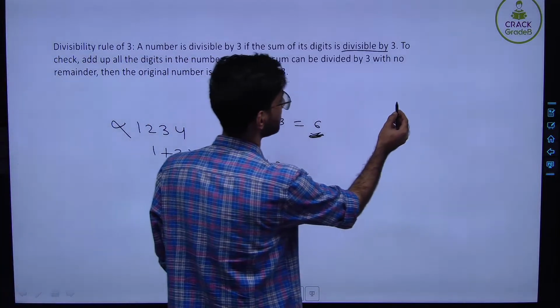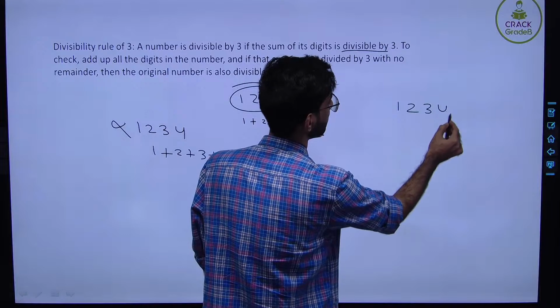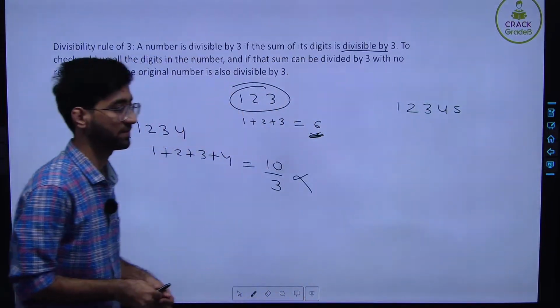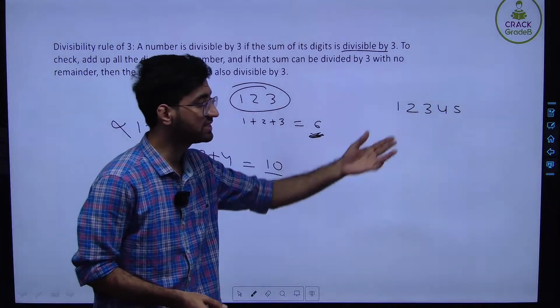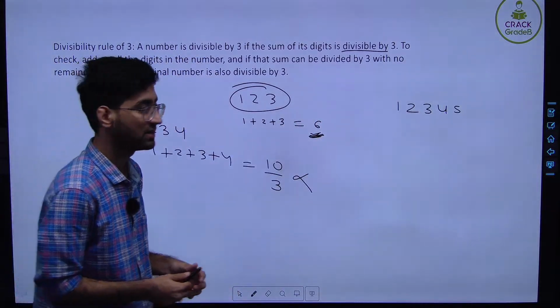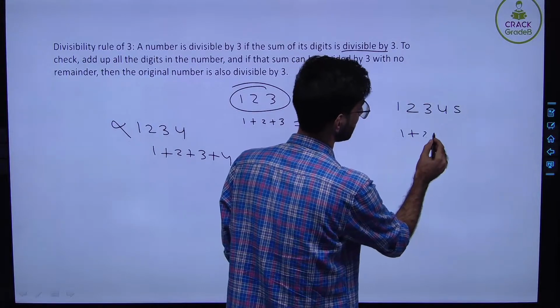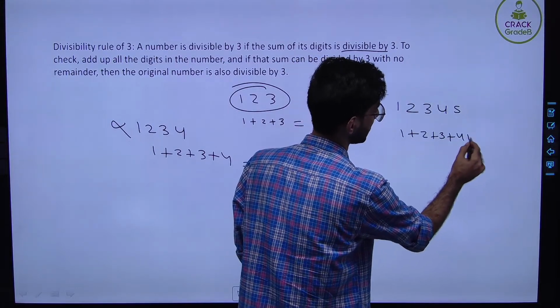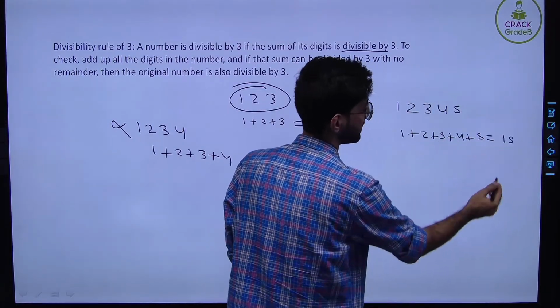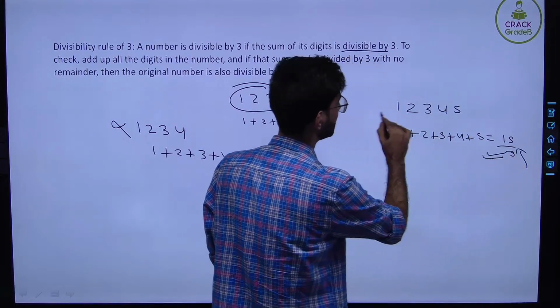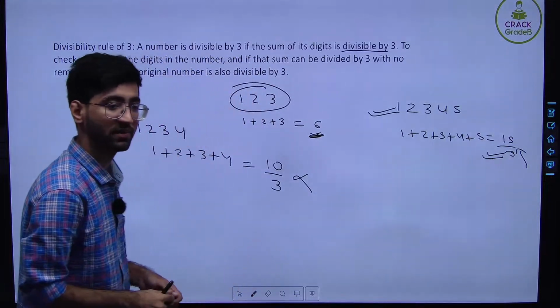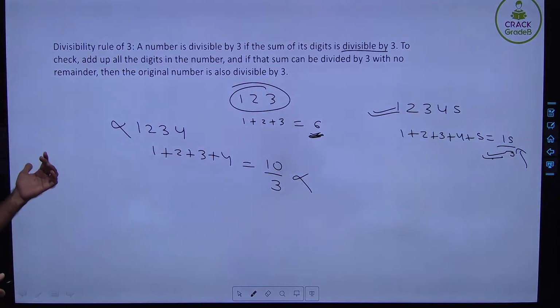So basically now try to answer, is this number divisible by 3? What is the sum of the digits? 1 plus 2 plus 3 plus 4 plus 5 will be equal to what? 15. 15 is completely divisible by 3. This means this number is also divisible by 3. Hopefully you don't have any doubt.